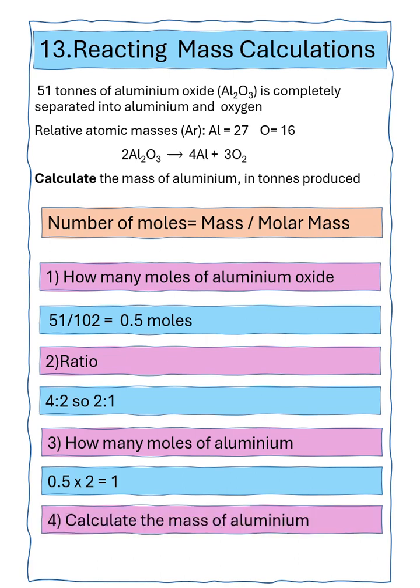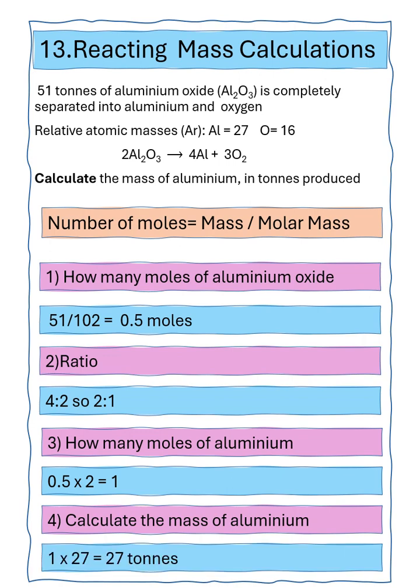We can then calculate the mass of aluminium. So 1 times the relative molar mass, which is 27. So we've got 27 tonnes of aluminium produced from 51 tonnes of aluminium oxide.